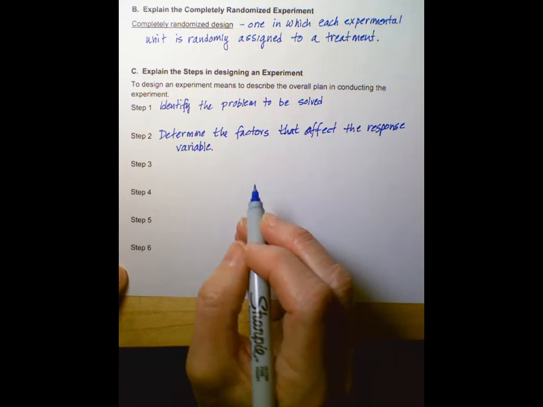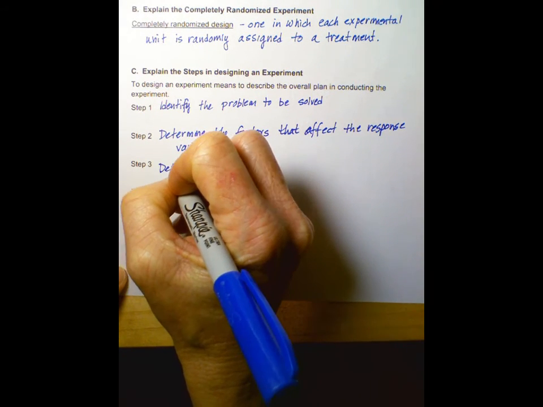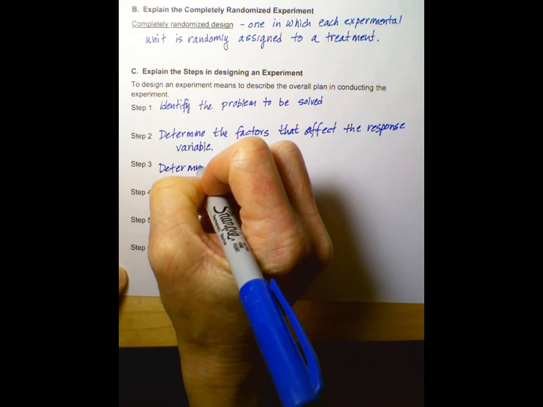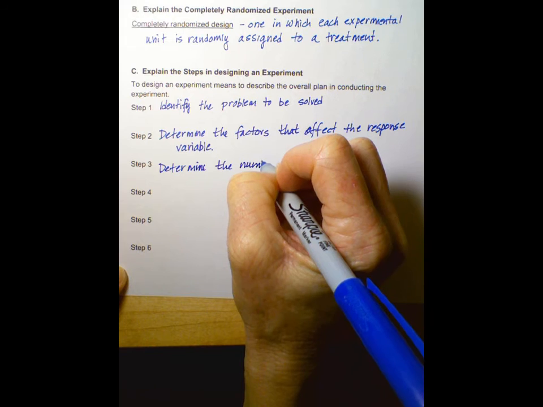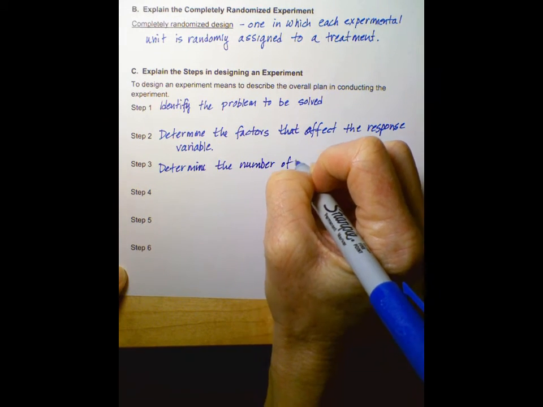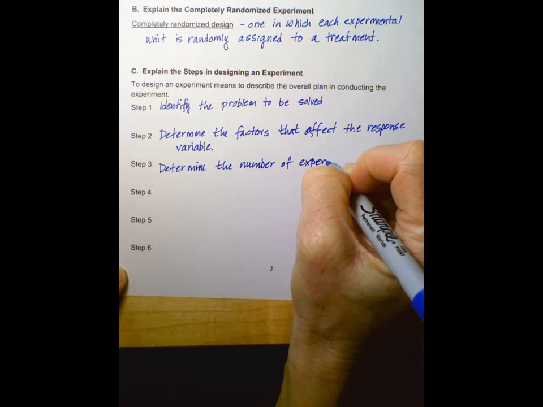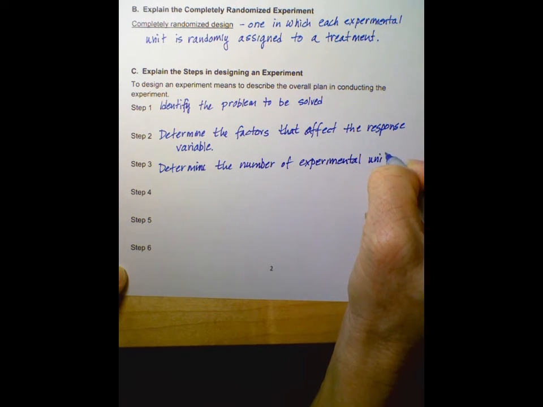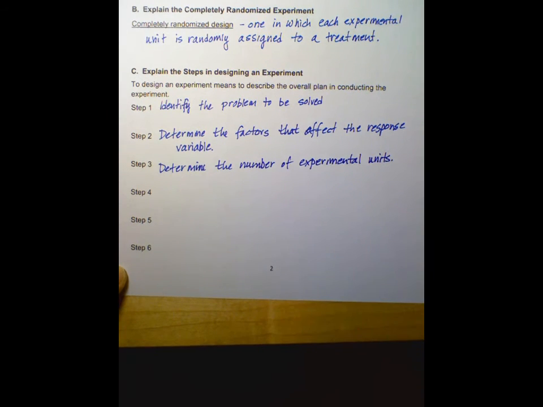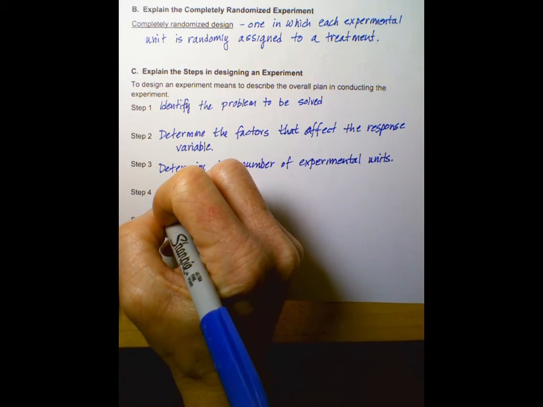Number 3, determine the number of experimental units. Okay, how many are we dealing with? Number 4, determine the level of each factor.